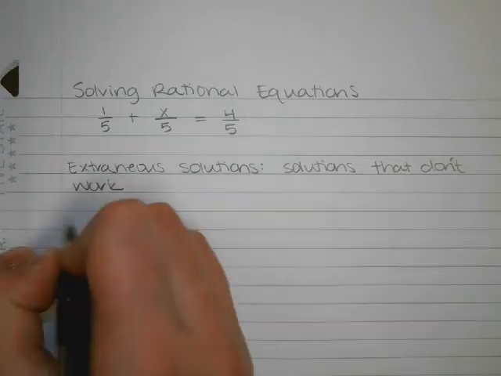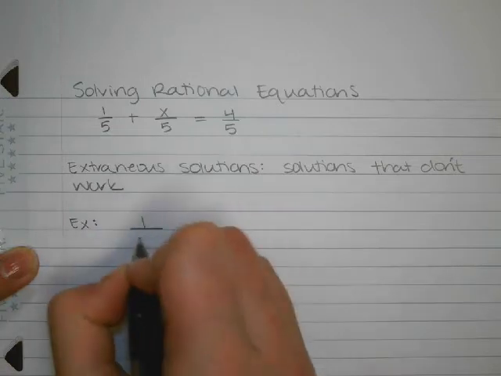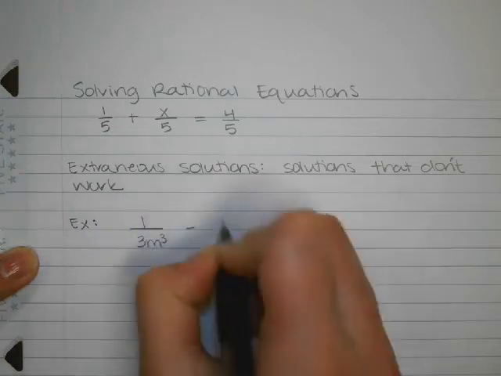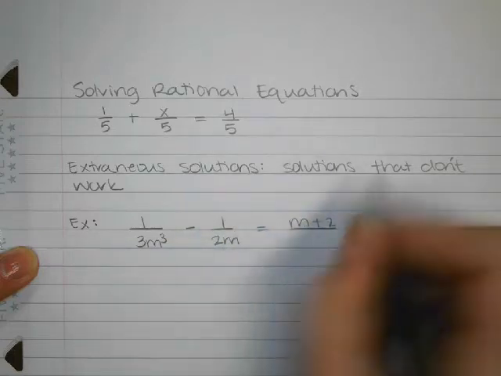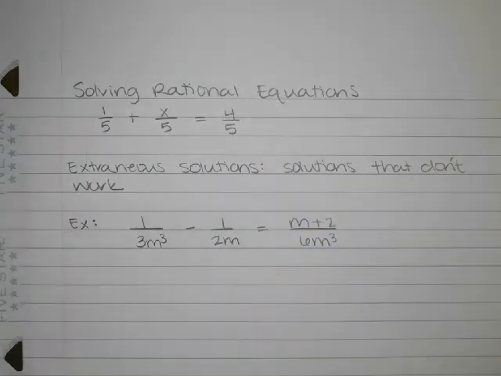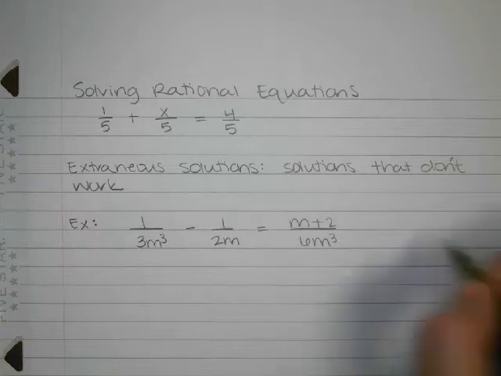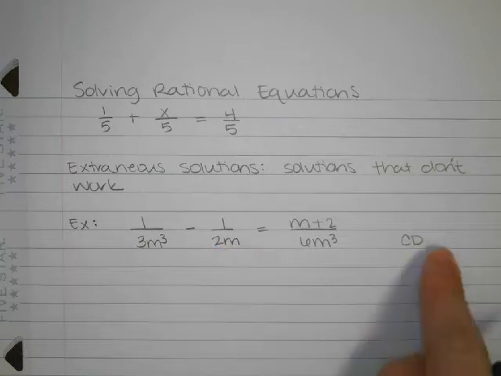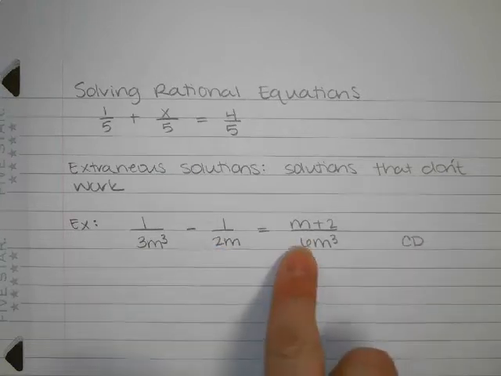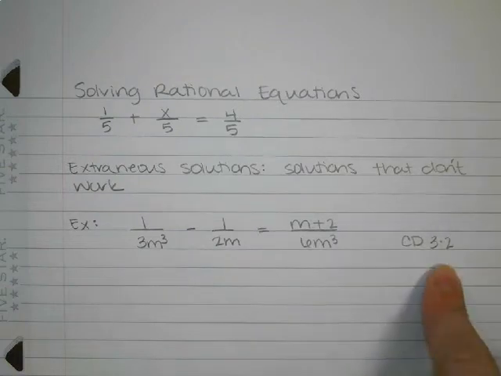So I have a few examples for us. For the first, we have 1 over 3m to the third minus 1 over 2m equals m plus 2 over 6m to the third. And first, I need to go ahead and figure out what my common denominator would be. I can see that I have a 3 and a 2, so I know that my common denominator needs both of those, which is 6. So with the numbers, as long as I have a 3 and a 2, 3 times 2, I know for sure that I can get that.